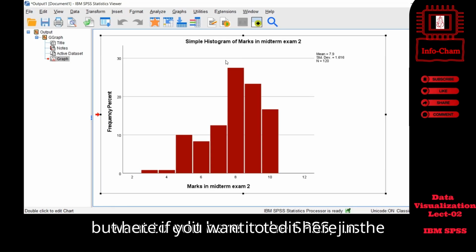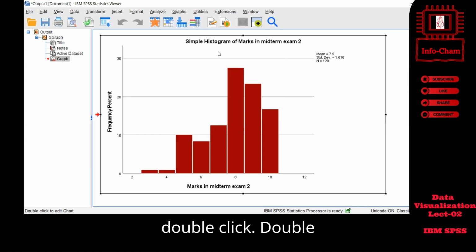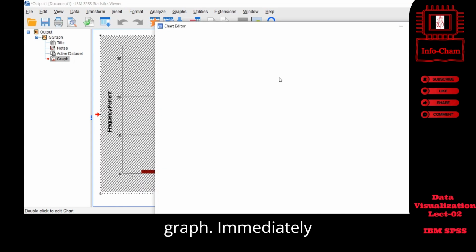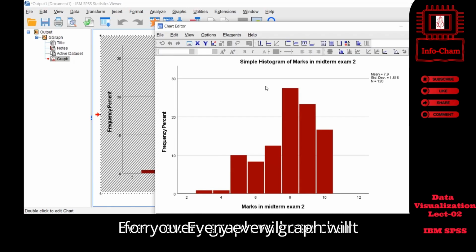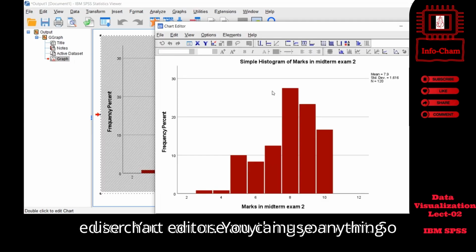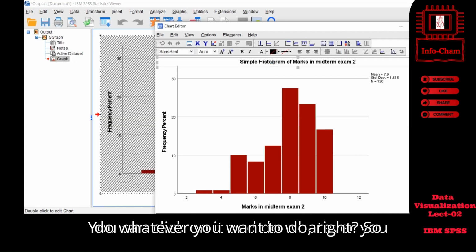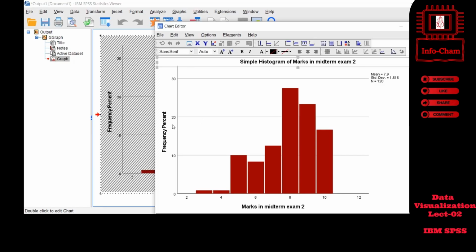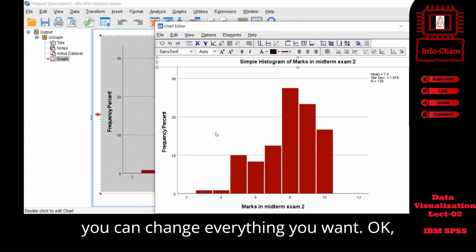But here, if you want to edit in SPSS, just double click on this graph. Immediately it will open a chart editor for you. Every graph will use the chart editor. You can use anything you want. Suppose you want to change the title, you can click on it and do whatever you want. The x, y title, the x bar title, you can change, and also you can change everything you want.